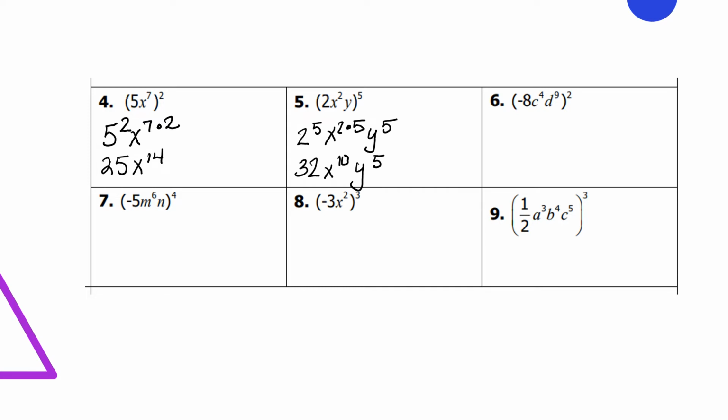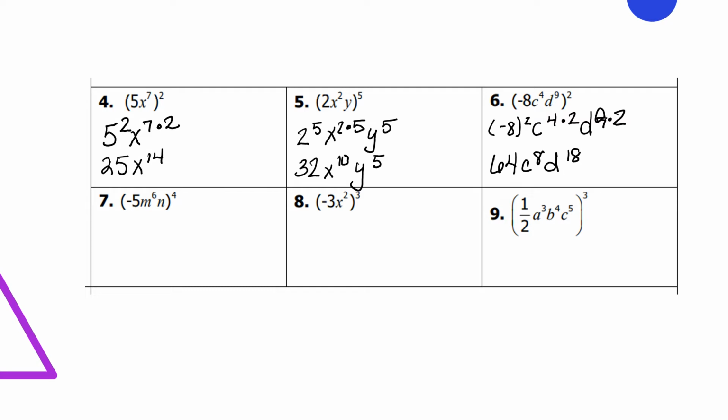Number 6, be careful with those negative signs. Remember, the sign gets squared too if it's inside the parentheses. If that sign is outside, the negative sign is outside the parentheses, then you just stick it back on. So here we're taking negative 8 squared, c to the 4 times 2 power, d to the 9 times 2 power. So negative 8 squared is negative 8 times negative 8, which is positive 64, c to the 8th, d to the 18th.